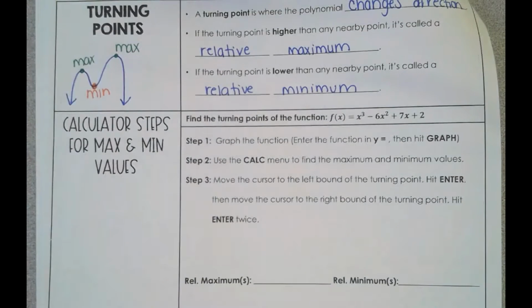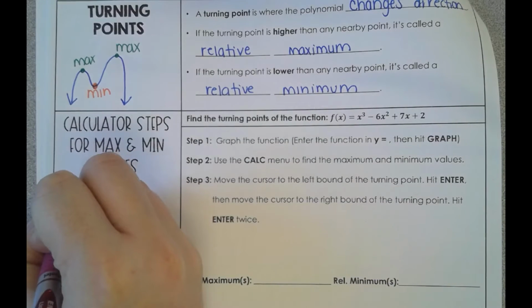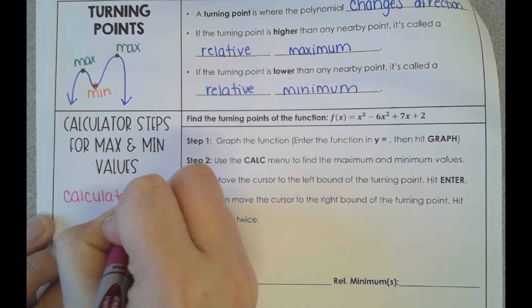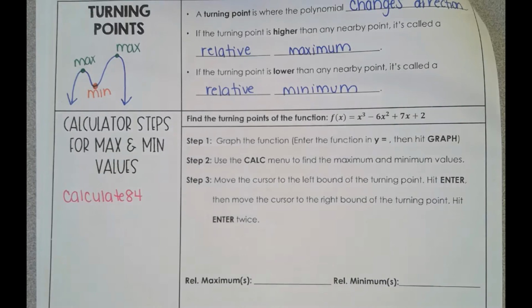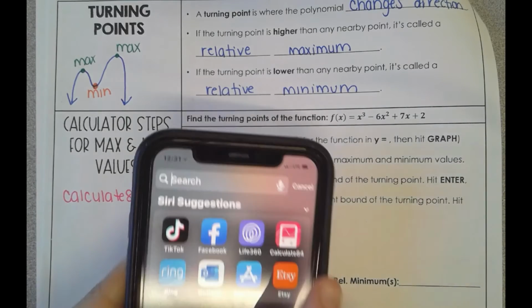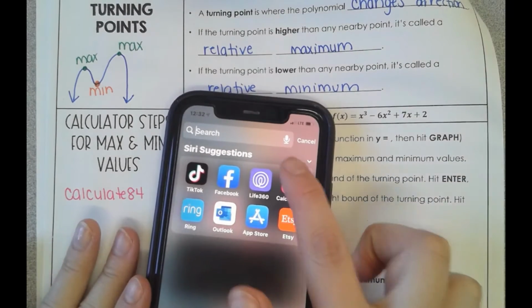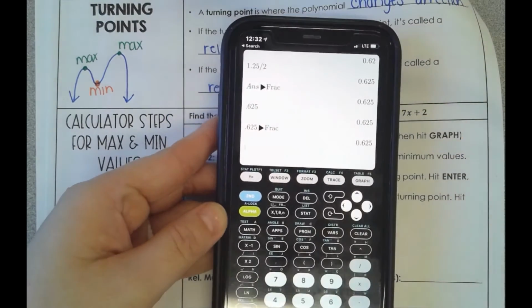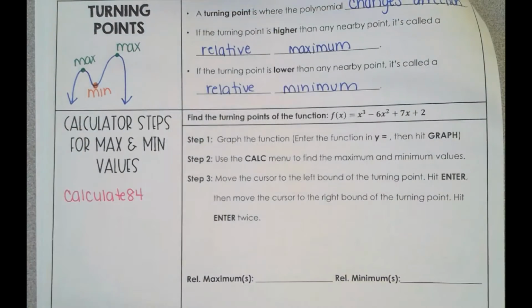Remember, I told you in the last video about the app. I'll remind you, the app is called Calculate 84, and it's a pink app with a white calculator on it. It looks like this app right there. And when you click it, it's the calculator. That's what I would use if I were you, if you don't have a graphing calculator, but also your Chromebook does have one.